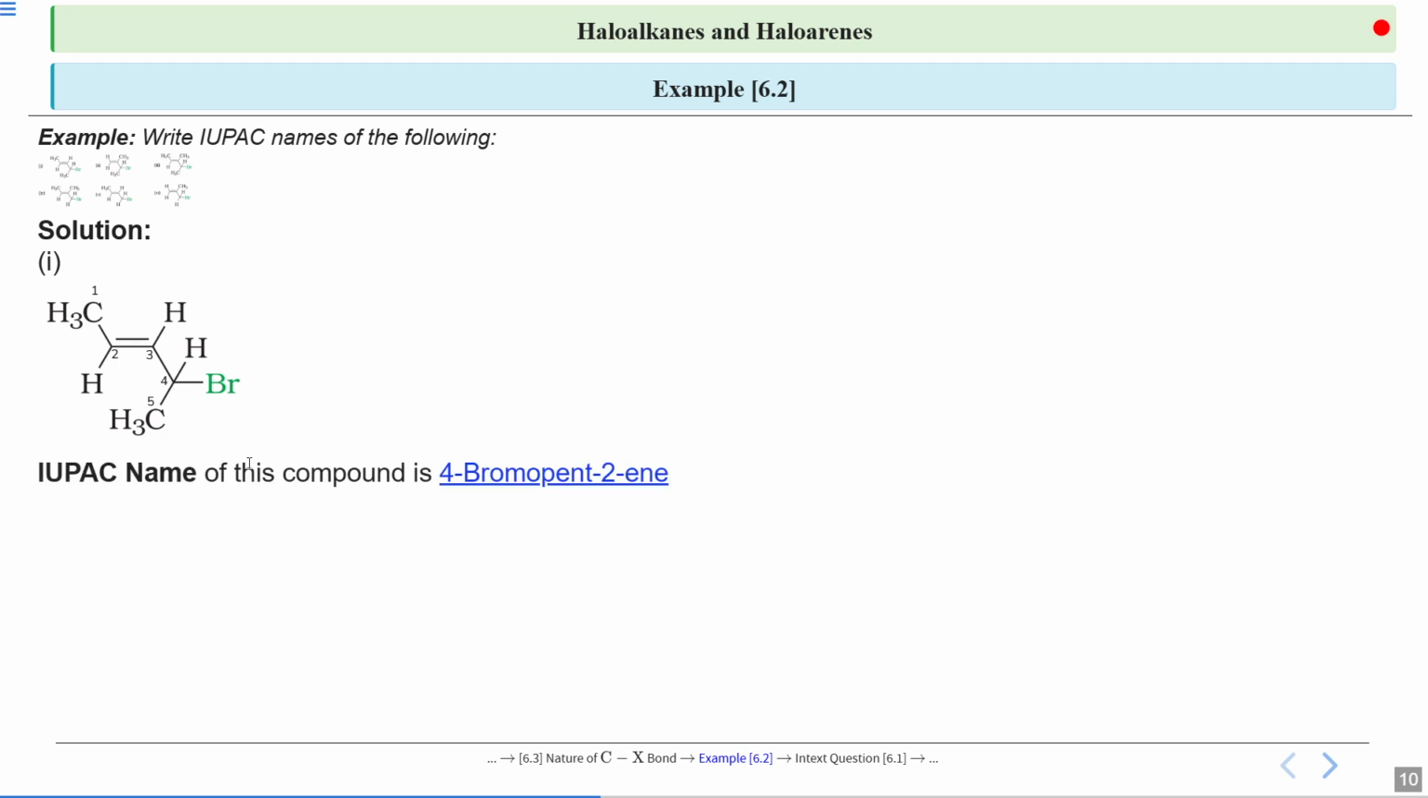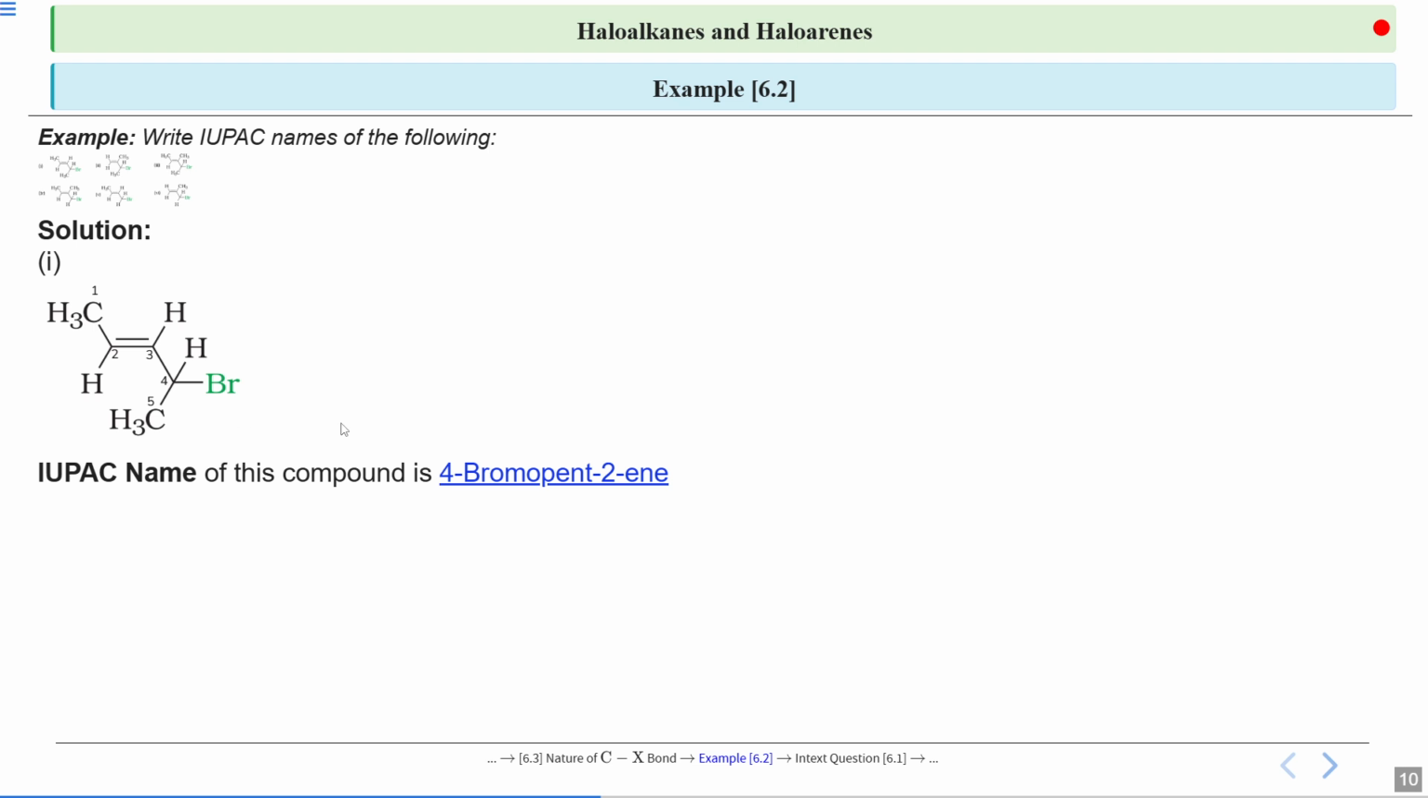So the IUPAC name of this compound will be 4-bromo. The total number of carbons present in our parent chain is 5, because numbering is done until 5, right? So 1, 2, 3, 4, 5. We can't number the hydrogen. We have to only number the carbons which are present in our parent chain, okay?